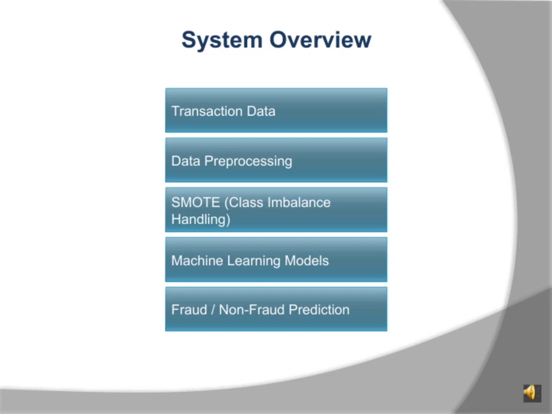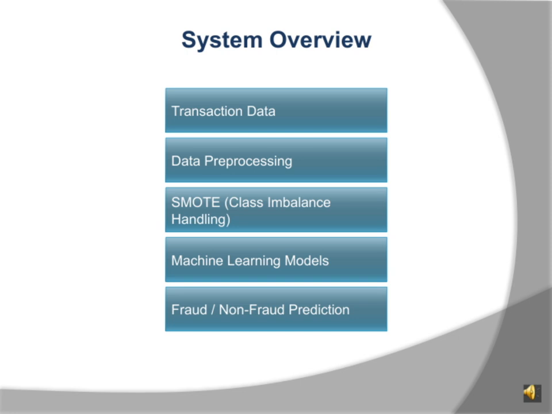Now, let's dive into the core components of our fraud detection system. First, we have the fraud and non-fraud prediction. Here, our goal is to accurately distinguish between legitimate and fraudulent transactions, which is crucial for minimizing financial losses and maintaining trust. Next, we utilize machine learning models.